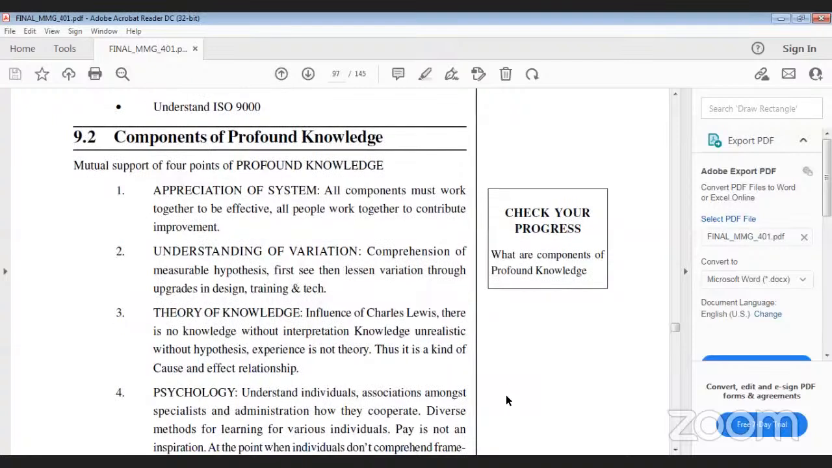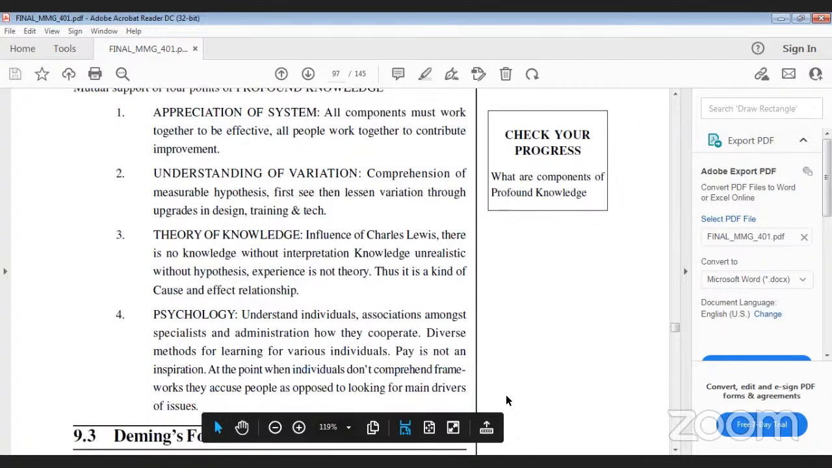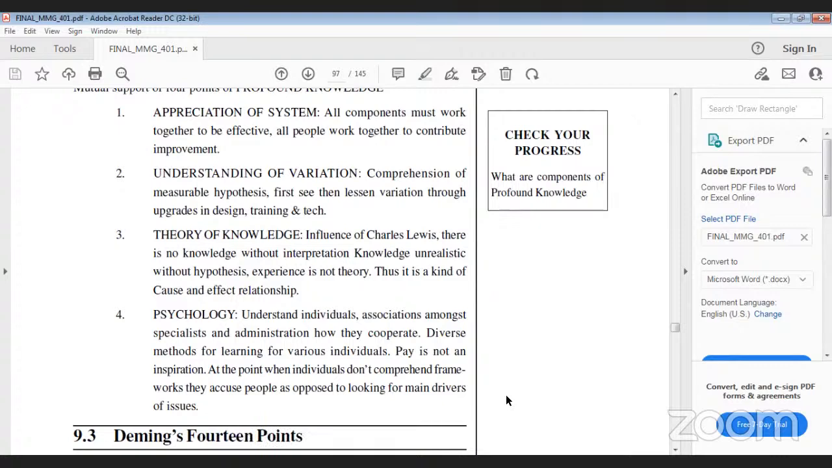Then there is psychology, the fourth point here. Understand the individual, association, specialist, administrations, and how they cooperate here. There are diverse methods and learning for various individuals also. Pay is not an inspiration. When individuals comprehend the system, they stop blaming people, as they oppose looking for main drivers of issues here.